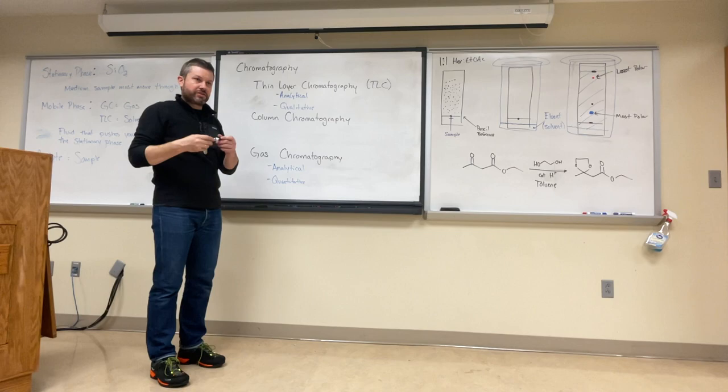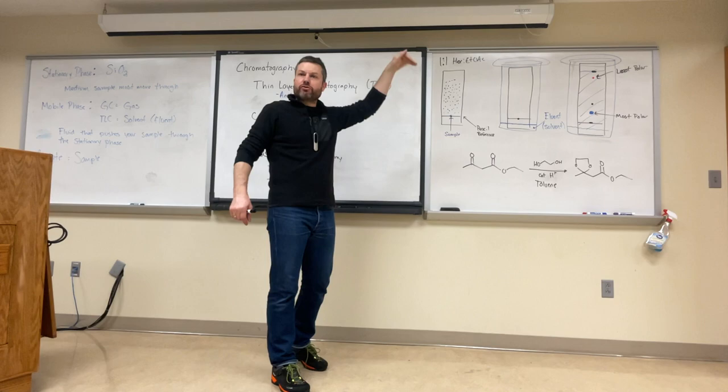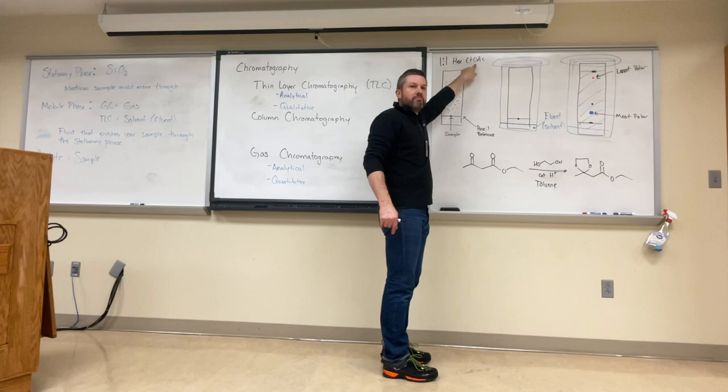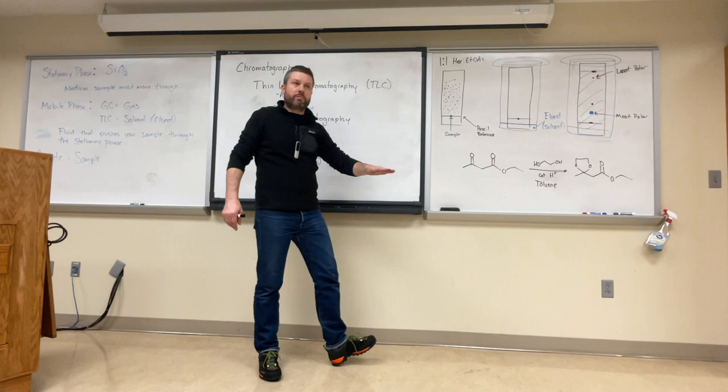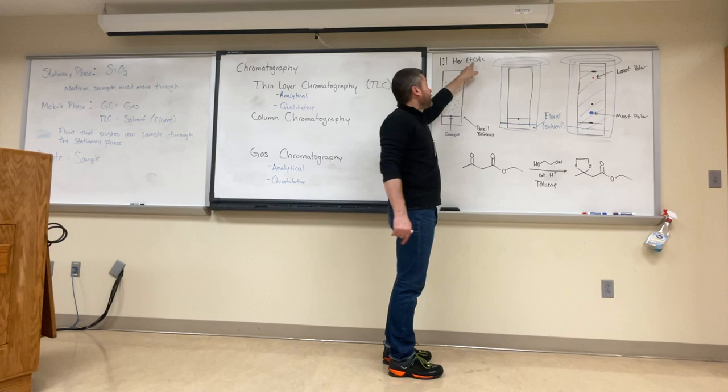Because at that point, you know if the spots are too high, or if the spot that you really want to visualize is too high, then you need to decrease the amount of ethyl acetate and increase the amount of hexanes. If the spots are too low, if they don't move off the baseline, then you need to increase the amount of the polar solvent, the ethyl acetate, and decrease the amount of the non-polar solvent.